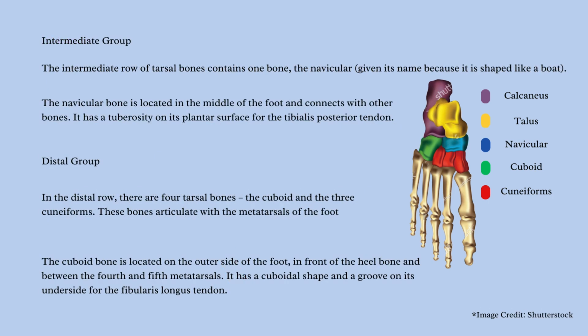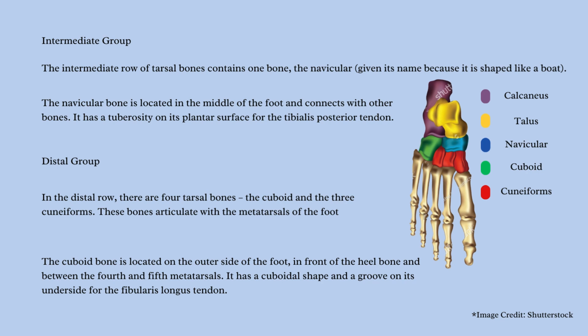The intermediate row of tarsal bones contains one bone, the navicular, given its name because it is shaped like a boat. The navicular bone is located in the middle of the foot and connects with other bones. It has a tuberosity on its plantar surface for the tibialis posterior tendon. In the distal row, there are 4 tarsal bones, the cuboid and the 3 cuneiforms. These bones articulate with the metatarsals of the foot.